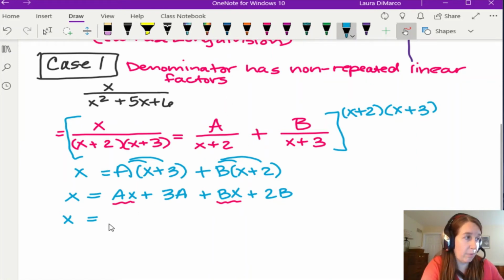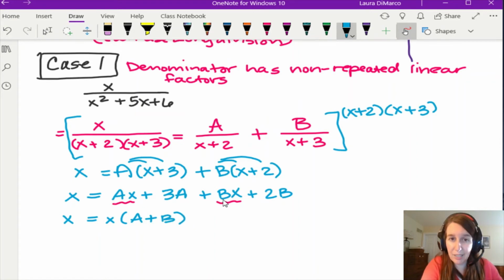So that would be, there's an x, and that's a plus b. See what I did there? I did ax plus bx. They have a GCF of x. Okay, and then over here, I have plus 3a plus 2b.